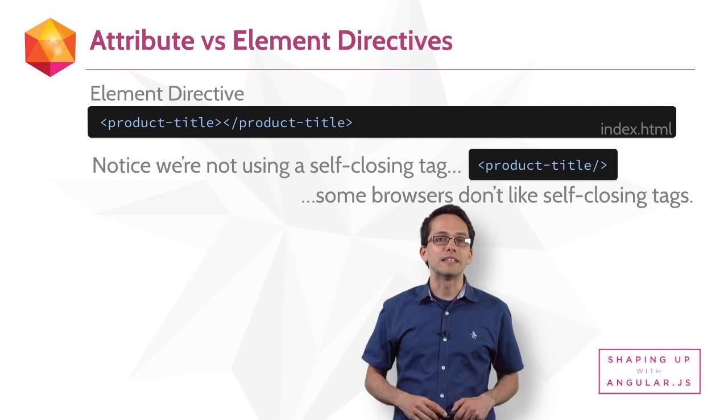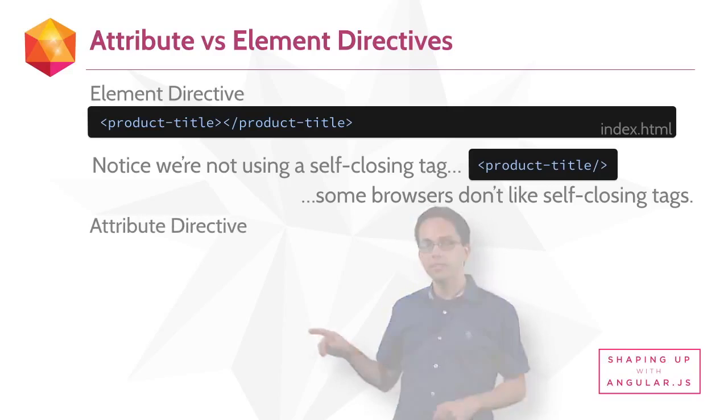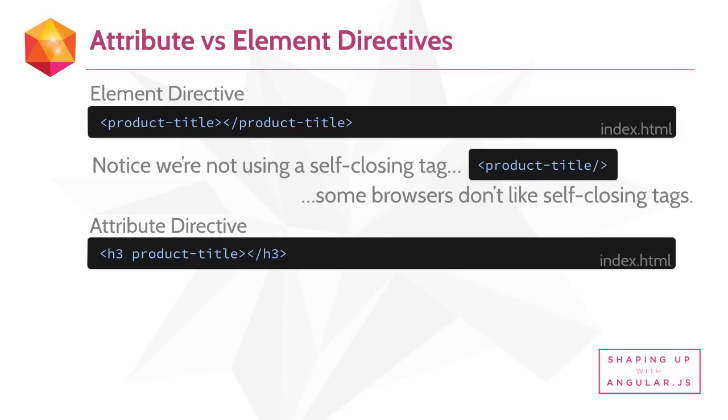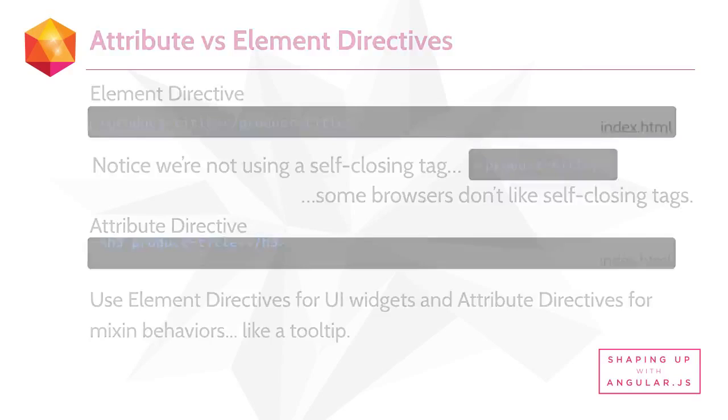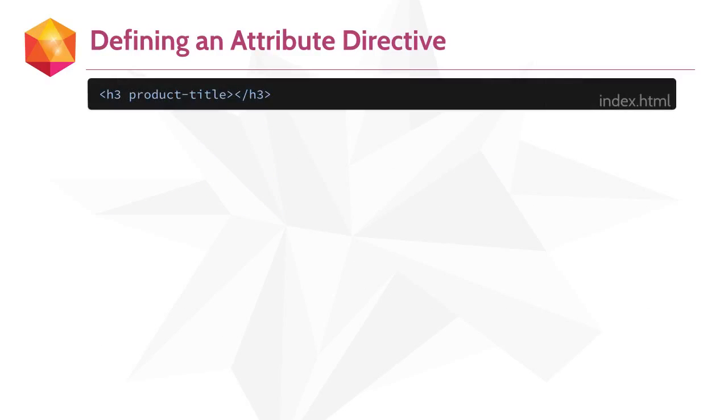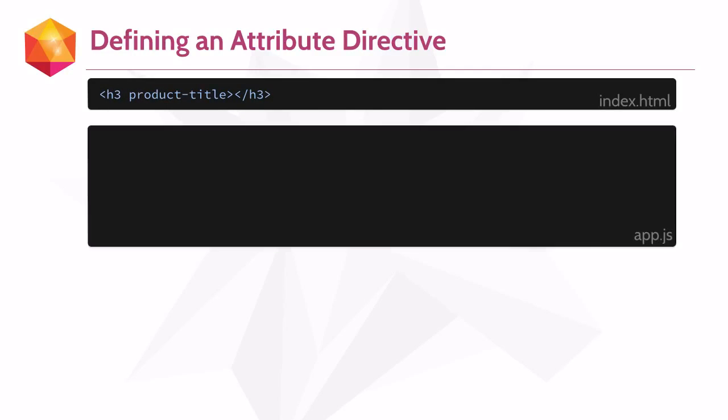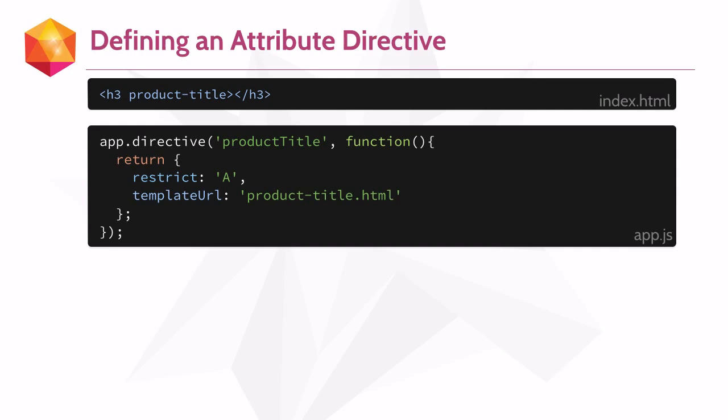If we wanted to write this directive as an attribute directive, it might look like this, where we specify product-title as an attribute inside an H3 element. It's best practice to use an element directive when you're doing things like UI widgets and attribute style directives when you have things like mix-ins which add behaviors to HTML, like maybe a tooltip. If we wanted to use a directive attribute instead, our definition would look slightly different. We'd specify restrict A, because in this case, A stands for attribute, and then we could properly use an attribute directive.